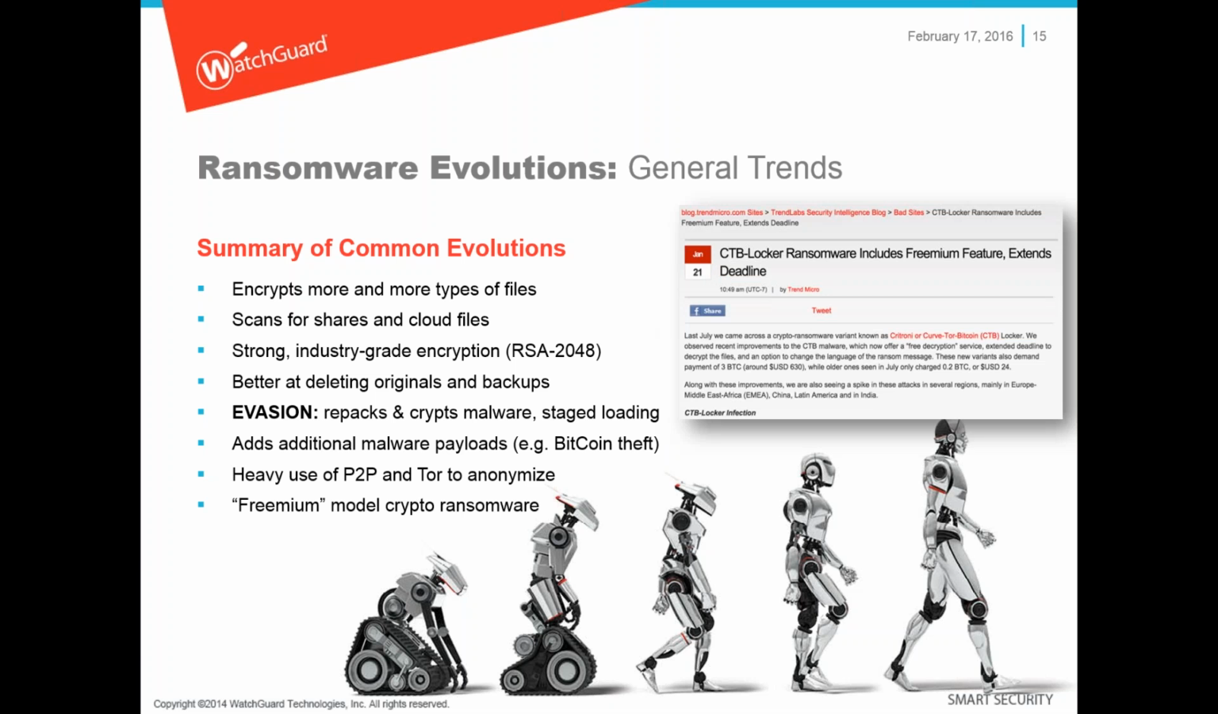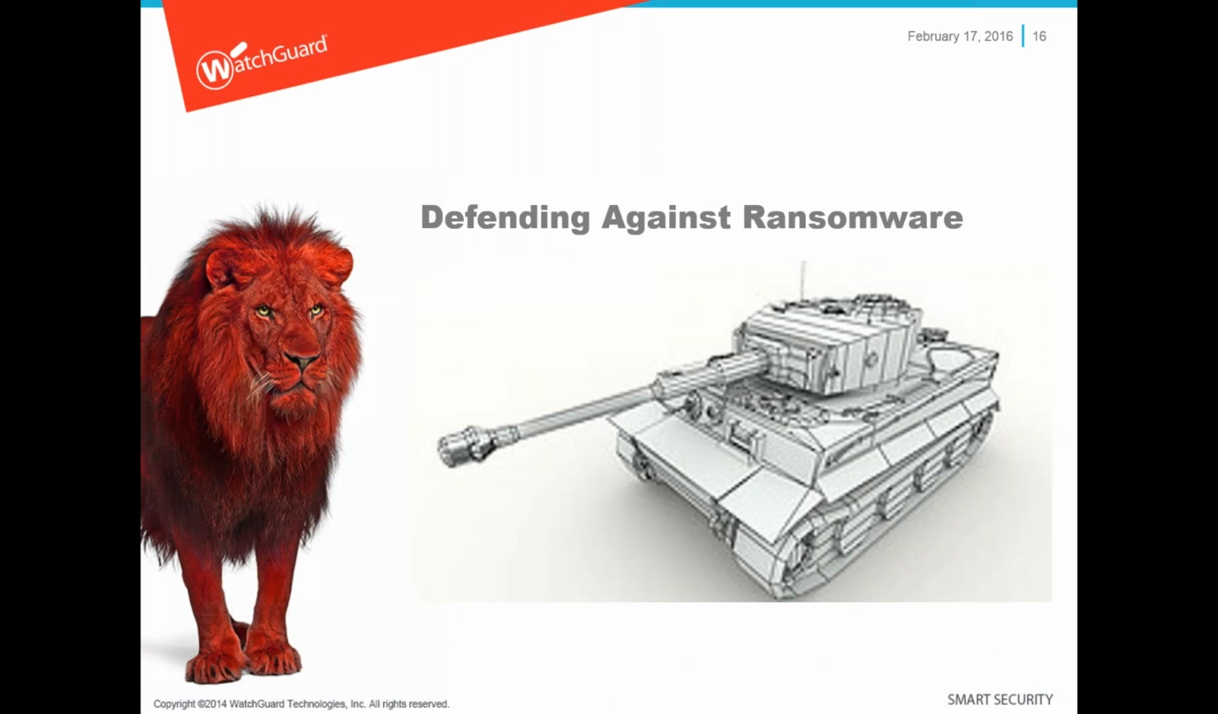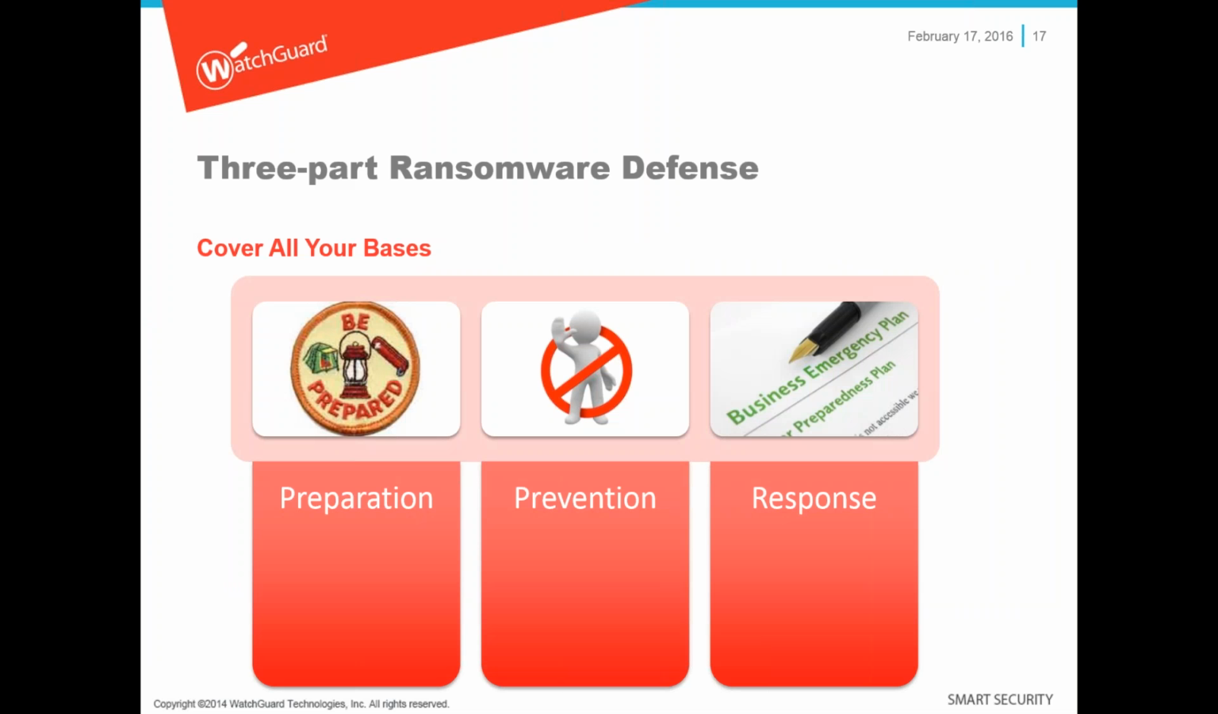So that's really it for the evolution of malware. Let's move on to what we can do and what we all need to be doing to try and prevent ransomware from making it onto our devices and onto our network. Now, really, there are three basic steps that we can all take: preparation, prevention, and response.